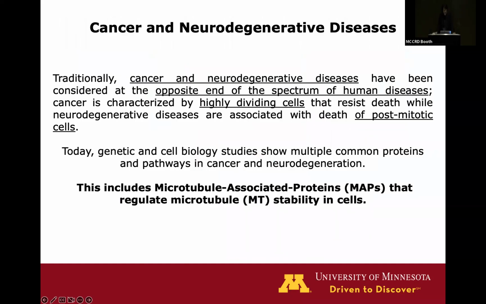So while cancer and neurodegenerative diseases have been considered at opposite ends of the spectrum of human diseases, because they have very different characteristics, cancer cells keep dividing and resist death, while neurodegenerative diseases are associated with the death of post-mitotic cells, right? Neurons are post-mitotic cells. Today, genetic and cell biology studies show that there are multiple common pathways and proteins that regulate both cancer and neurodegeneration. And that includes microtubule-associated proteins that regulate microtubule stability.